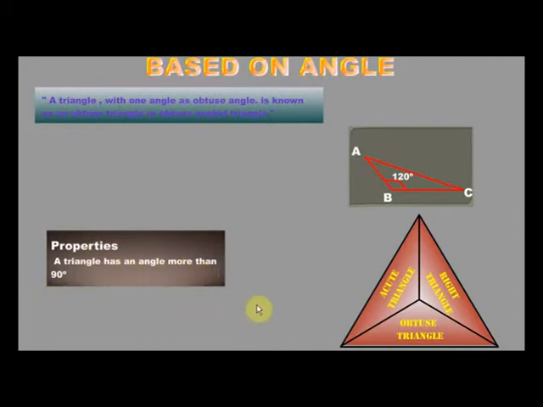Thus an acute triangle is a triangle in which all the angles are less than 90 degrees. A right triangle is a triangle in which one of the angles must be 90 degrees, and an obtuse triangle is a triangle in which one of the angles must be obtuse, that is, greater than 90 degrees. Thus, these are the three types of triangles based on the measure of the angles.